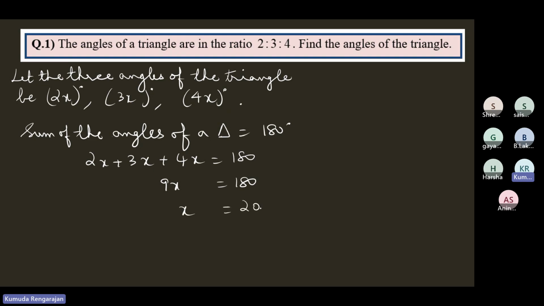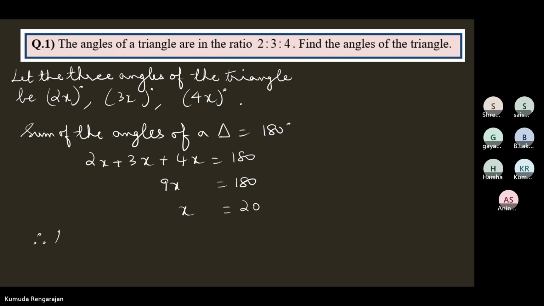So should we stop here? No, ma'am. How should we complete the answer? Ma'am, can I say? Yes, Shreya. So I have to multiply all the numbers with 20. Yeah. 2x is equal to 2 into 20 degrees, which is 40 degrees. Okay, so what do I write?